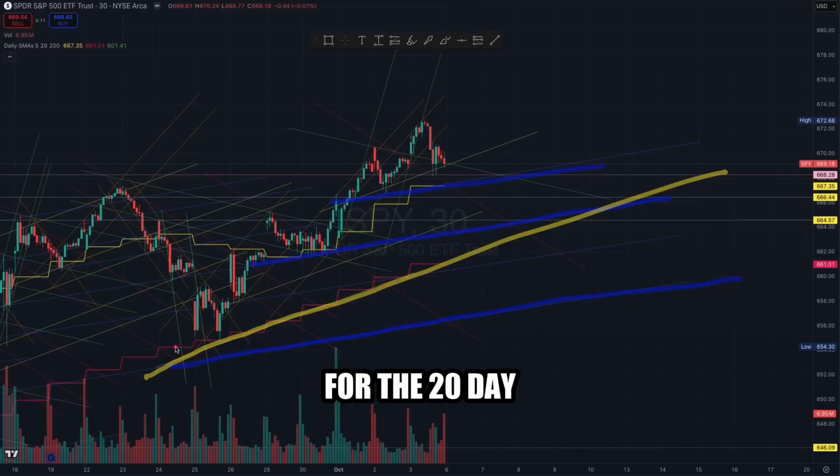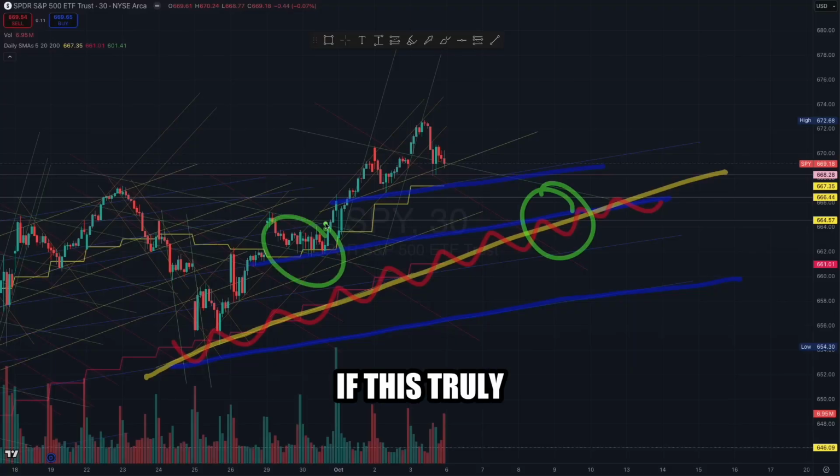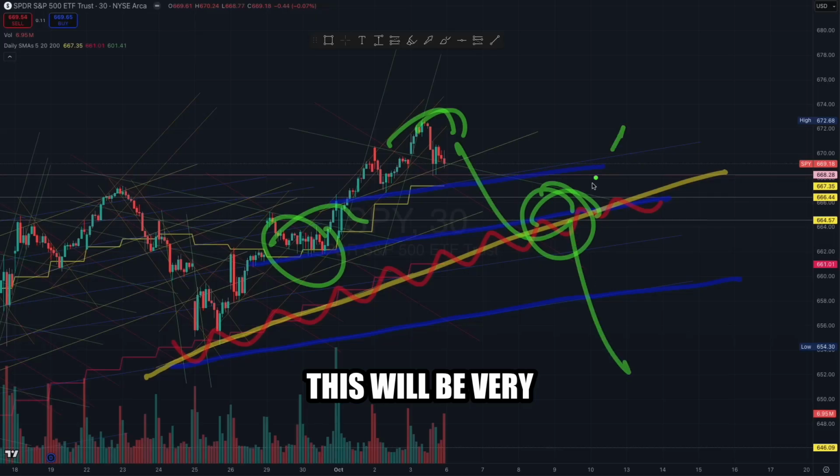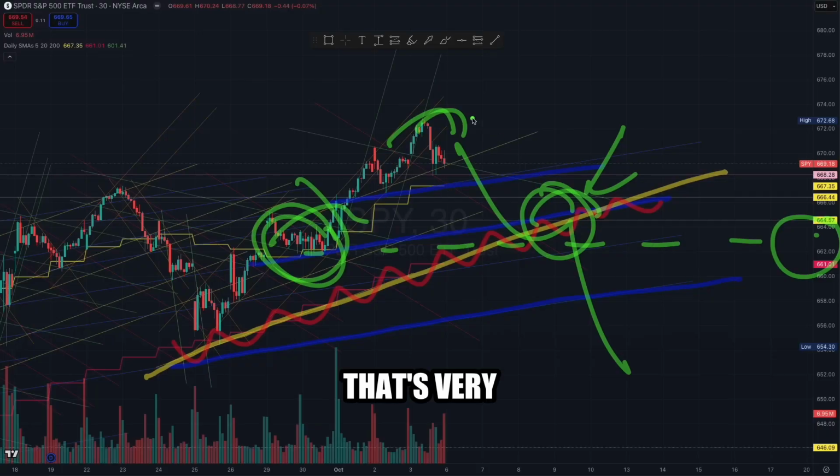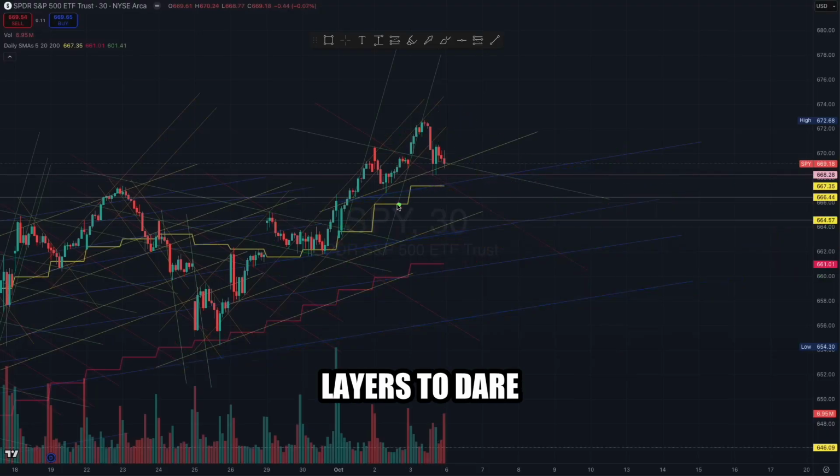Now, you need to wait for the 20-day moving average here, together with the blue algorithm here, if this truly wants to dump. If this wants to dump, this will be a very ideal liquidity level if they want to plan for a pullback. So look out for that. That's very important. And there are several layers to that as well.